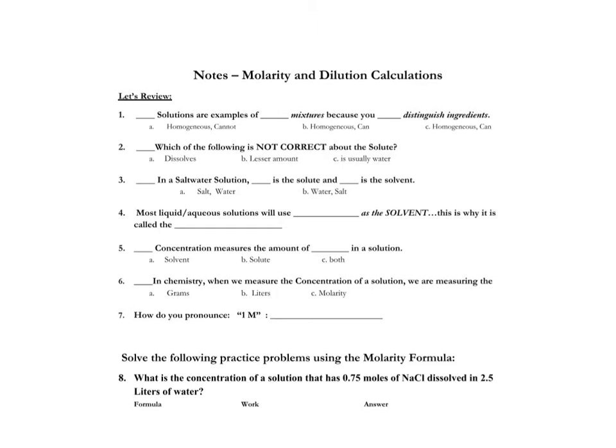So number one here says solutions are examples of blank mixtures. So what kind of mixtures are solutions, and why, basically, is what this question is asking you. A solution is an example of a homogeneous mixture, and it's homogeneous because when you look at it, it all looks the same. It all looks like the same substance. Therefore, you cannot distinguish the different ingredients that are in this solution. So this is answer choice A.